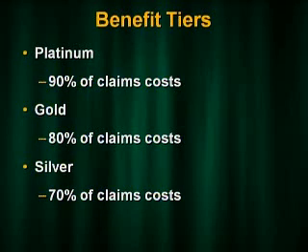Similarly, gold and platinum. If you want very generous coverage, you would want to buy platinum coverage, where you would have to pay 10% of the expected claims costs. The insurance company picks up 90%. But obviously, as you move up the levels here, much as you move up in Delta's frequent flyer plan, the premiums are going to be higher. The amount you pay out of pocket is less.